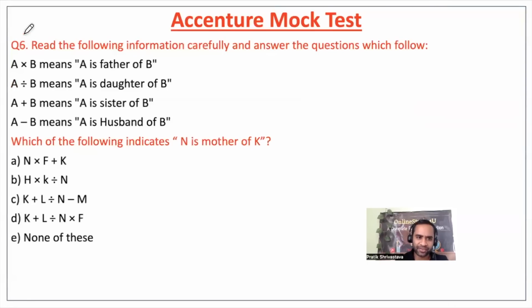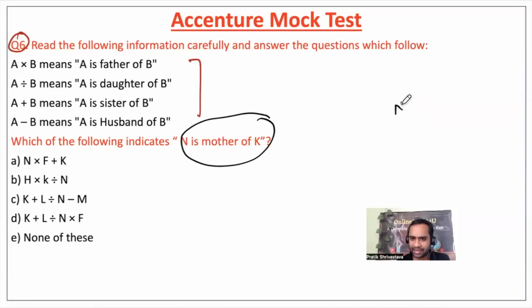Then question number 6. It comes from blood relation. A cross B means A is father of B. So this they have given. Which of the following indicates N is the mother of K? Now, friends, if N is mother of K, then N will be female. One thing you have to keep in mind. Then N cross F. N cross F means N is father. That means N will become male.